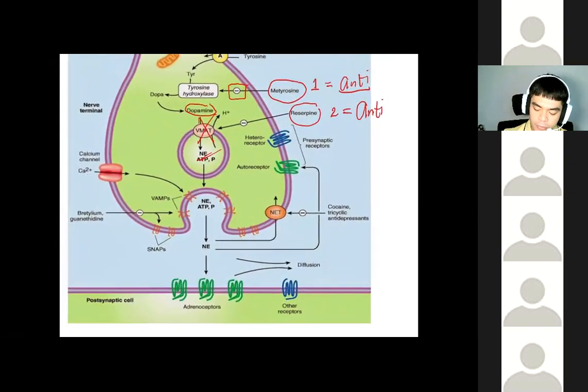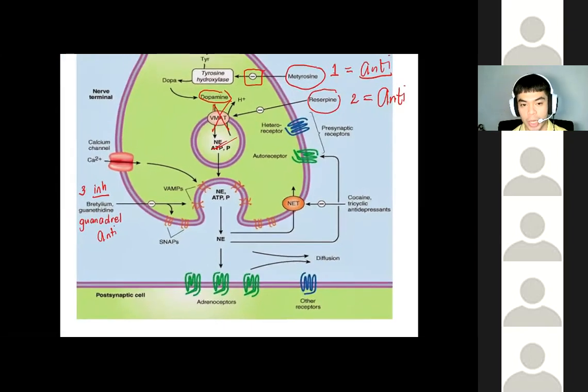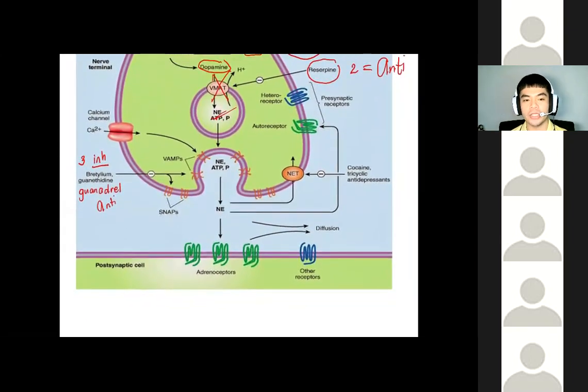Number three, we have inhibitors of exocytosis. There are actually three examples. Number one is bretylium. Number two is guanethidine. And pakidagdag, guanadrel. Another example is guanadrel. So the inhibitors of release are guanethidine, guanadrel, and also bretylium. Apparently, blockade of exocytosis means less would be available for binding, kaya ang mga ito ay anti-sympathetic drugs as well. Okay, so anti-sympathetic drugs.